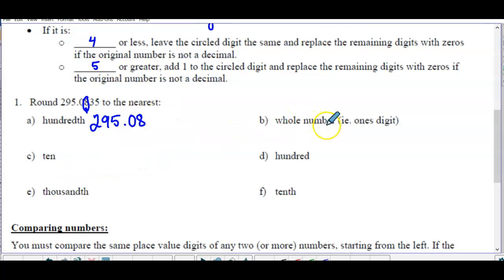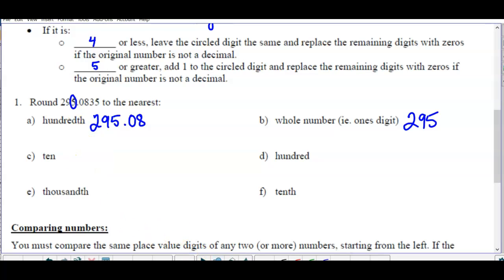Next one, the nearest whole number. Whole number means ones digit. So when we look at this, the ones digit is the 5. Look afterwards, it's a 0. So that keeps that as a 5. And we do not put decimal 0000. Okay, it just rounds to that value.